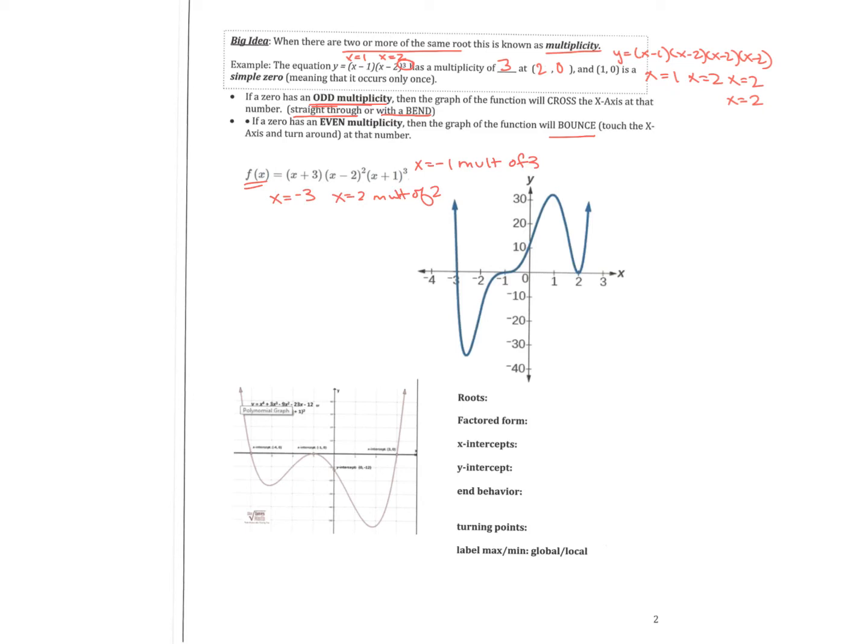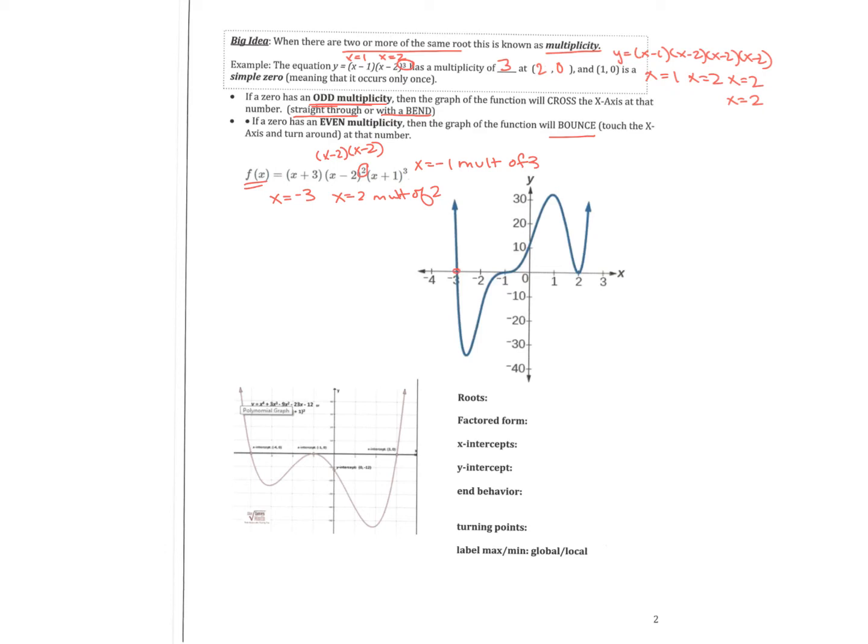So how did you do? Did you say that your zeros are x equals negative 3, x equals 2 with a multiplicity of 2, and that's because this factor was squared. There's actually 2 x minus 2's, so I get 2 as a root twice. And did you say x equals negative 1 with a multiplicity of 3? So we can see those in the graph. Let's take a look at our graph.